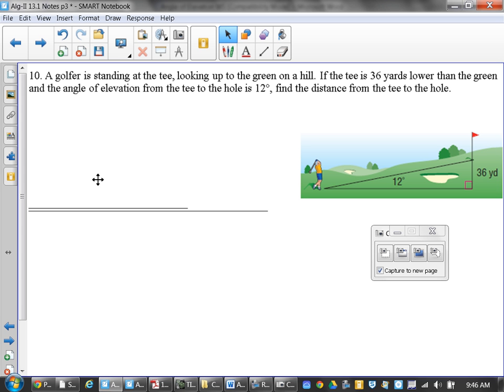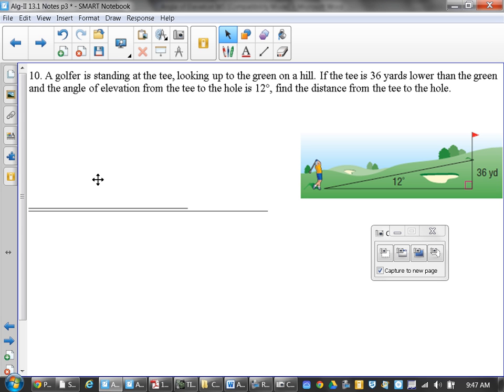I love doing these types of problems because the pictures can be so absolutely absurd. That's what's just fun about it. So a golfer standing in the tee, he's looking up to the green on a hill. If the tee is 36 yards lower than the green, and the angle of elevation to the hole is 12 degrees, because everybody knows all that kind of information on the scorecard. Yeah. The GPS says it in the cart in certain places. Find the distance from the tee to the hole.